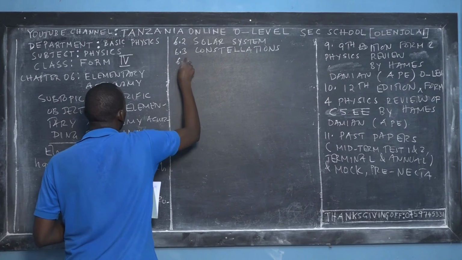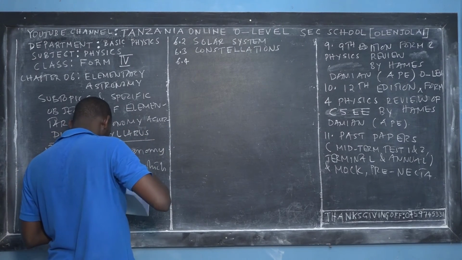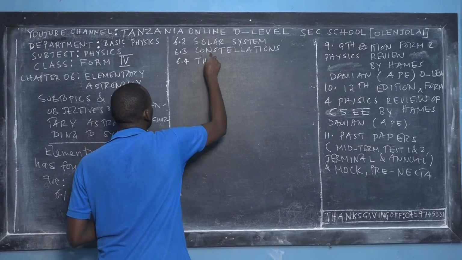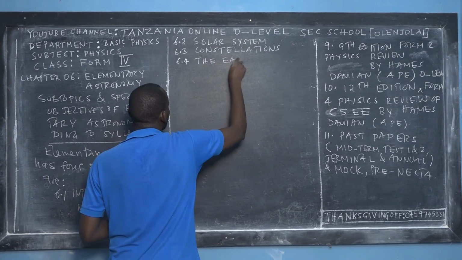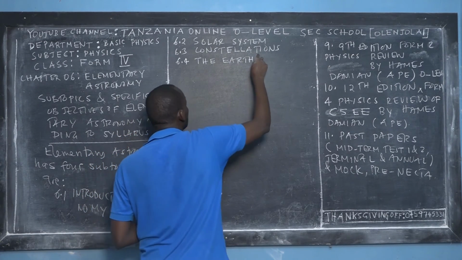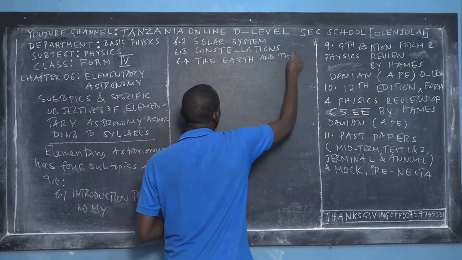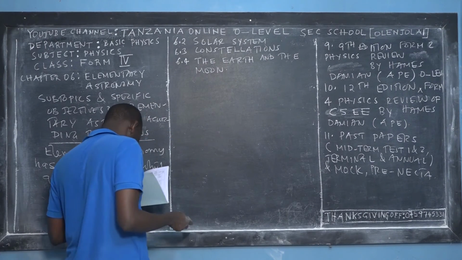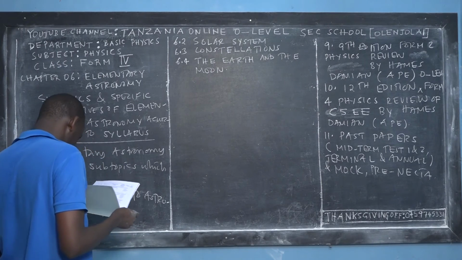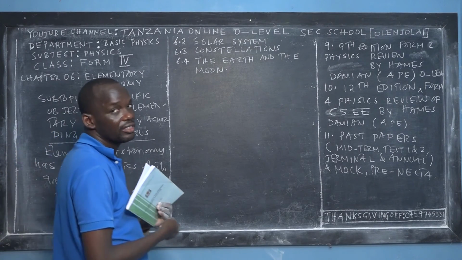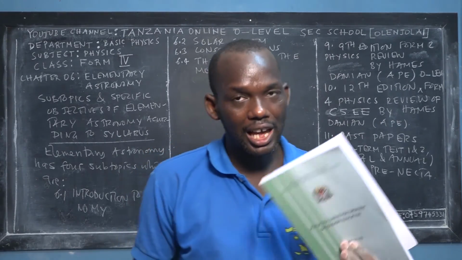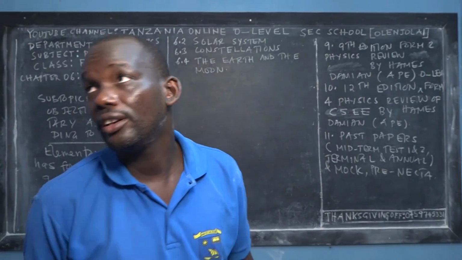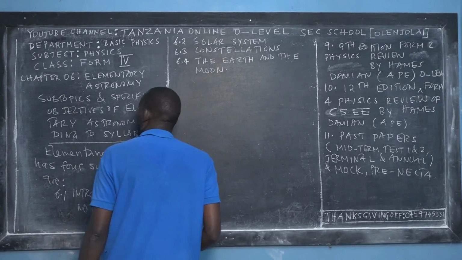Then the next is subtopic 6.4. It's called the Sun and the Moon. So those are the 4 subtopics of elementary astronomy according to this syllabus book for physics Form 1 to Form 4.